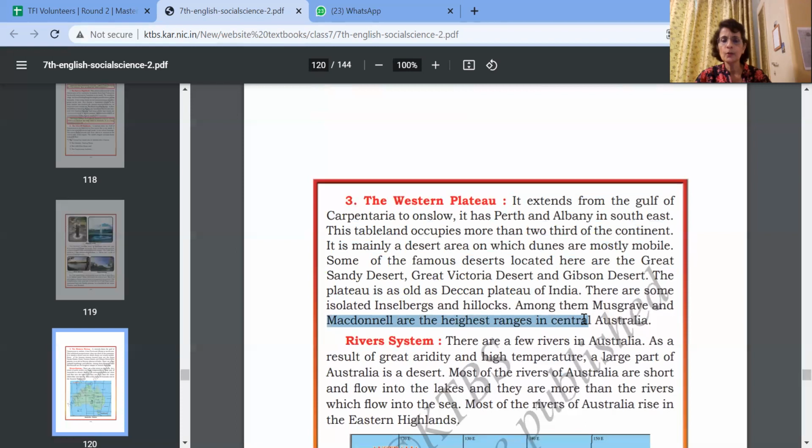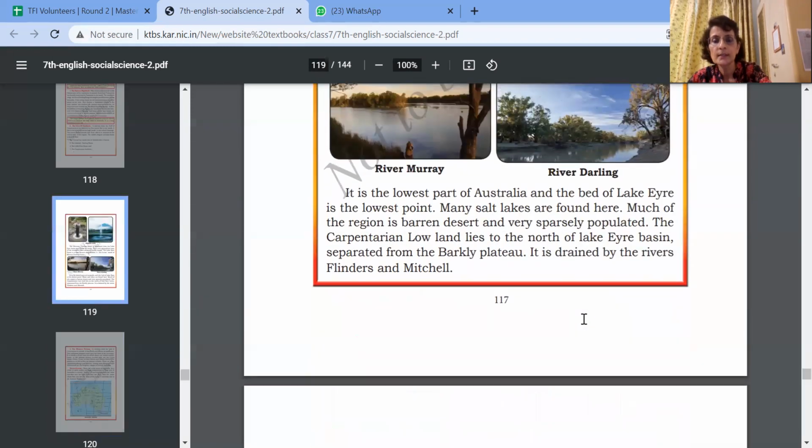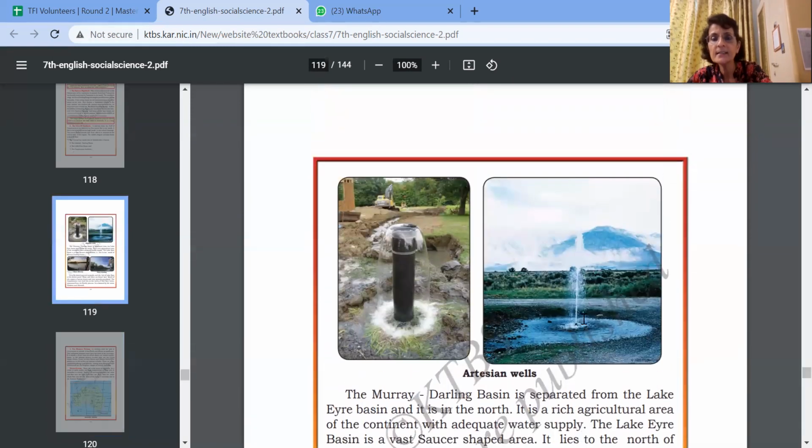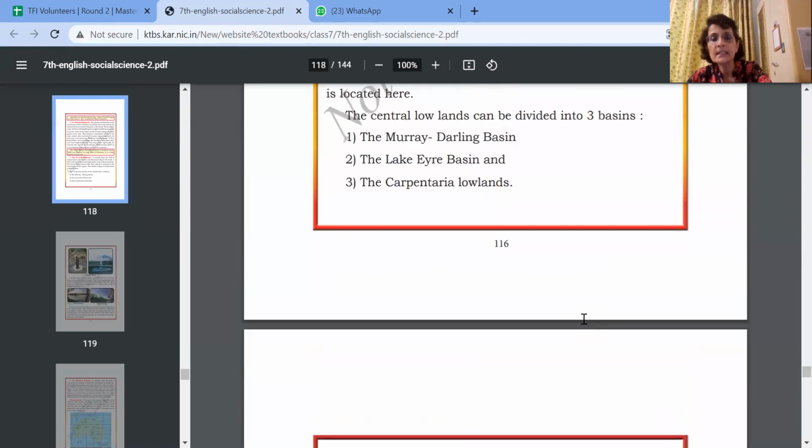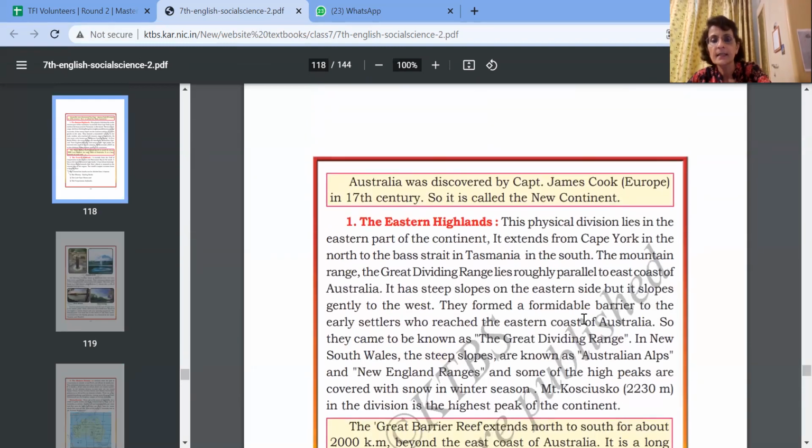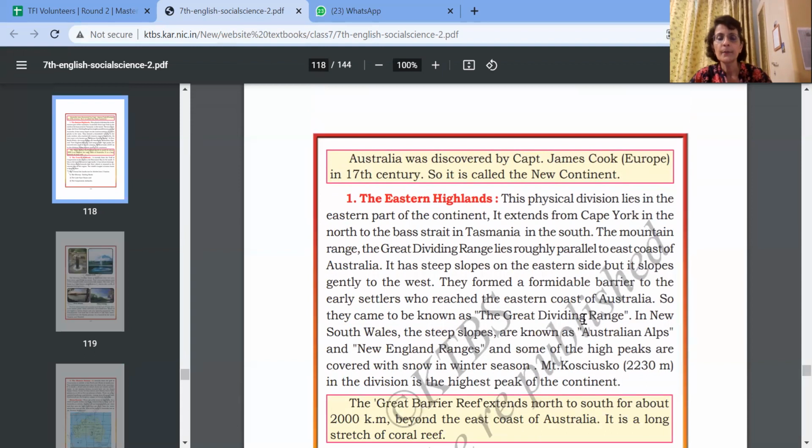So I hope you have got all these. These are the three: the Western Plateau, the Central Lowlands, and the Eastern Highlands. These are the three main physical features of Australia.